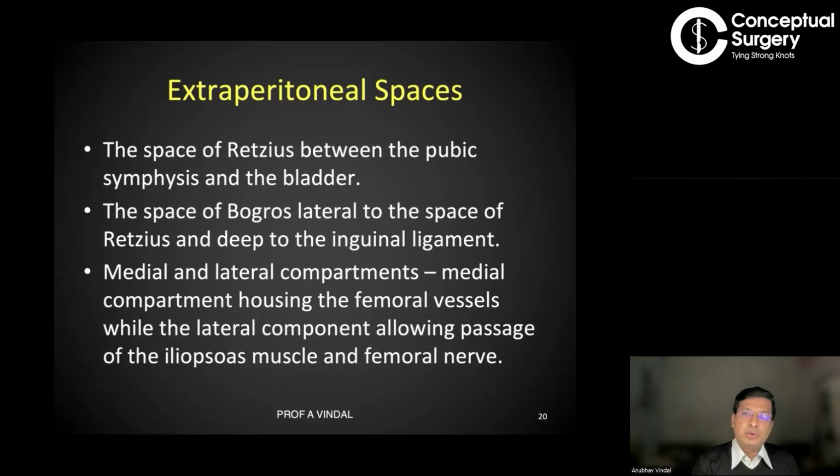The space of Bogros, in turn, has a medial compartment and a lateral compartment. The medial compartment is nothing but the same as the triangle of Doom, which houses the femoral vessels. And the lateral compartment is nothing but the triangle of pain, which is the part where all the muscles and the nerves pass from the pelvis down to the thigh.